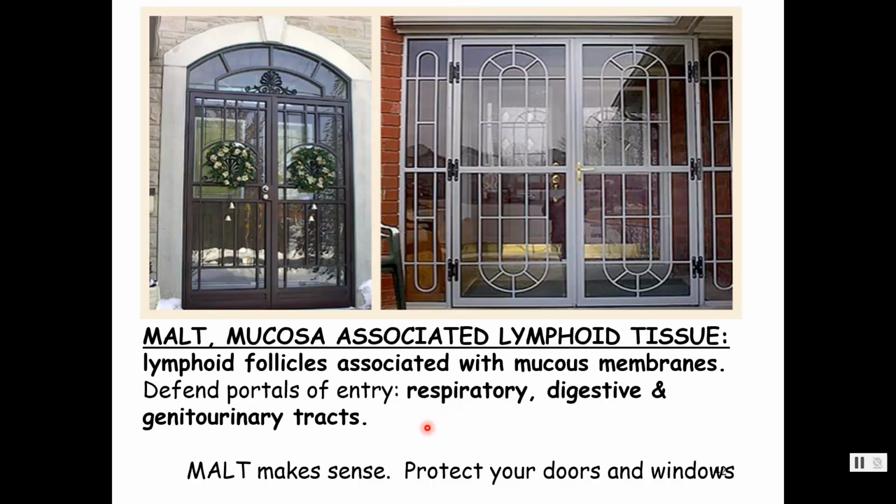So this is going to be lining our portals of entry. So our respiratory tract, digestive tract, genitourinary tract. And it kind of makes sense. If you're protecting a house, so think of the human body like a house, you put locks and bars on your doors and your windows, right? So that's the part of the house that needs to be protected. So mucosa-associated lymphoid tissue is basically that. So it's going to protect against entry.